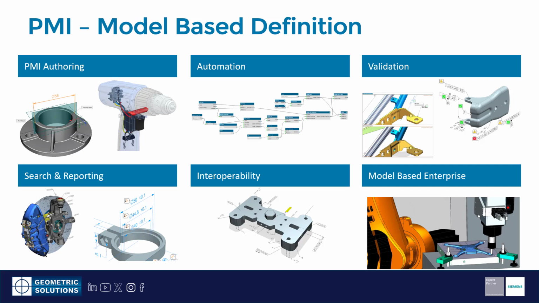But with NX, there's so much more that you can do. What about automating it? Or do you notice in the top right, validation? Is that GD&T that we have down there, is that okay? Well, looks like there's some issues. Or is it a matter of just being able to search through an entire assembly and find that key characteristic? And as we mentioned, a model-based enterprise, where the model is the master. The PDF is based on the model.